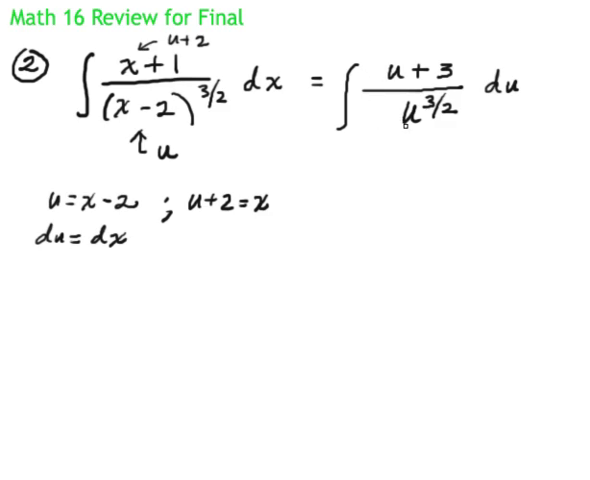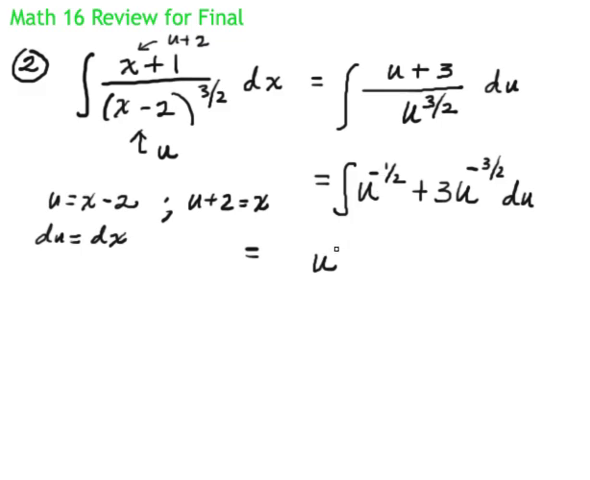Okay, now we'll split this up, divide u to the 3/2 into the numerator so that we can use our power rule. So we have u to the 1 divided by u to the 3 halves. That's 2 halves minus 3 halves. So we get u to the minus 1 half here, plus 3 u to the minus 3 halves du. Okay, now use the power rule.